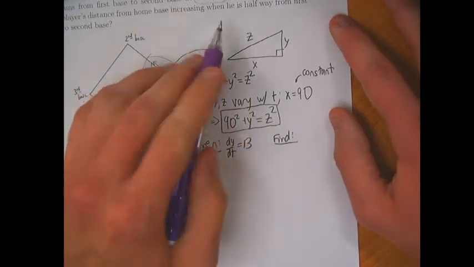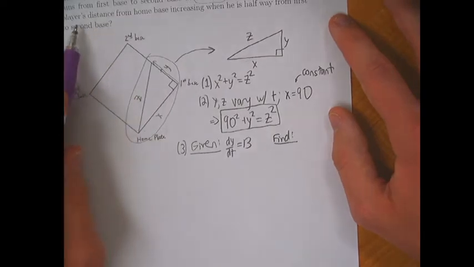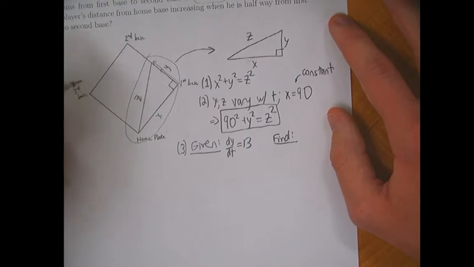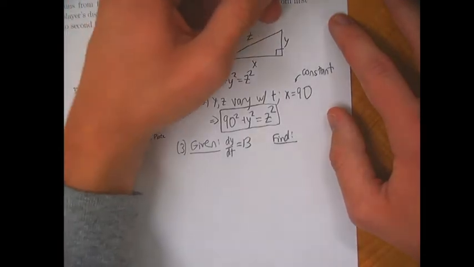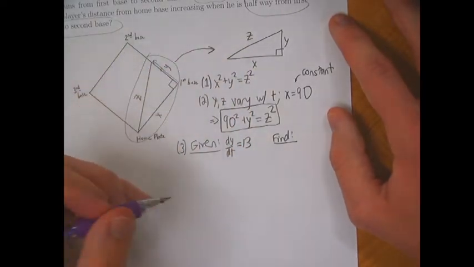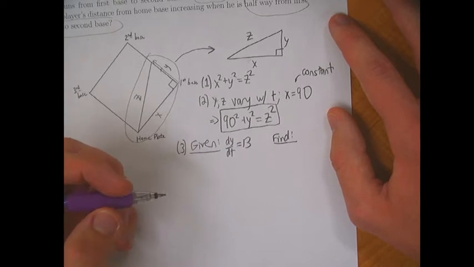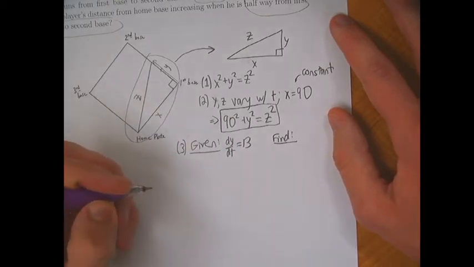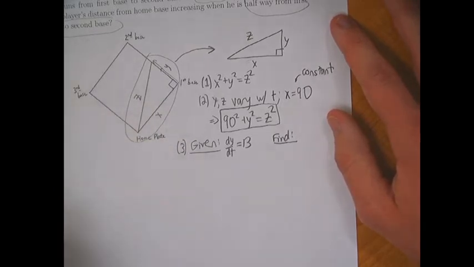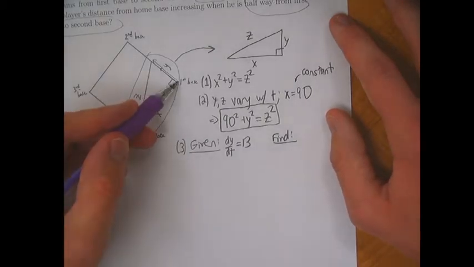And this problem states, at what rate is the player's distance from home base increasing when he is halfway from first to second base? So if that's the case, at that particular moment in time, what could that tell you about one of the quantities that we need to be given here? Let's give someone else a chance. So what we need is halfway from first to second base.